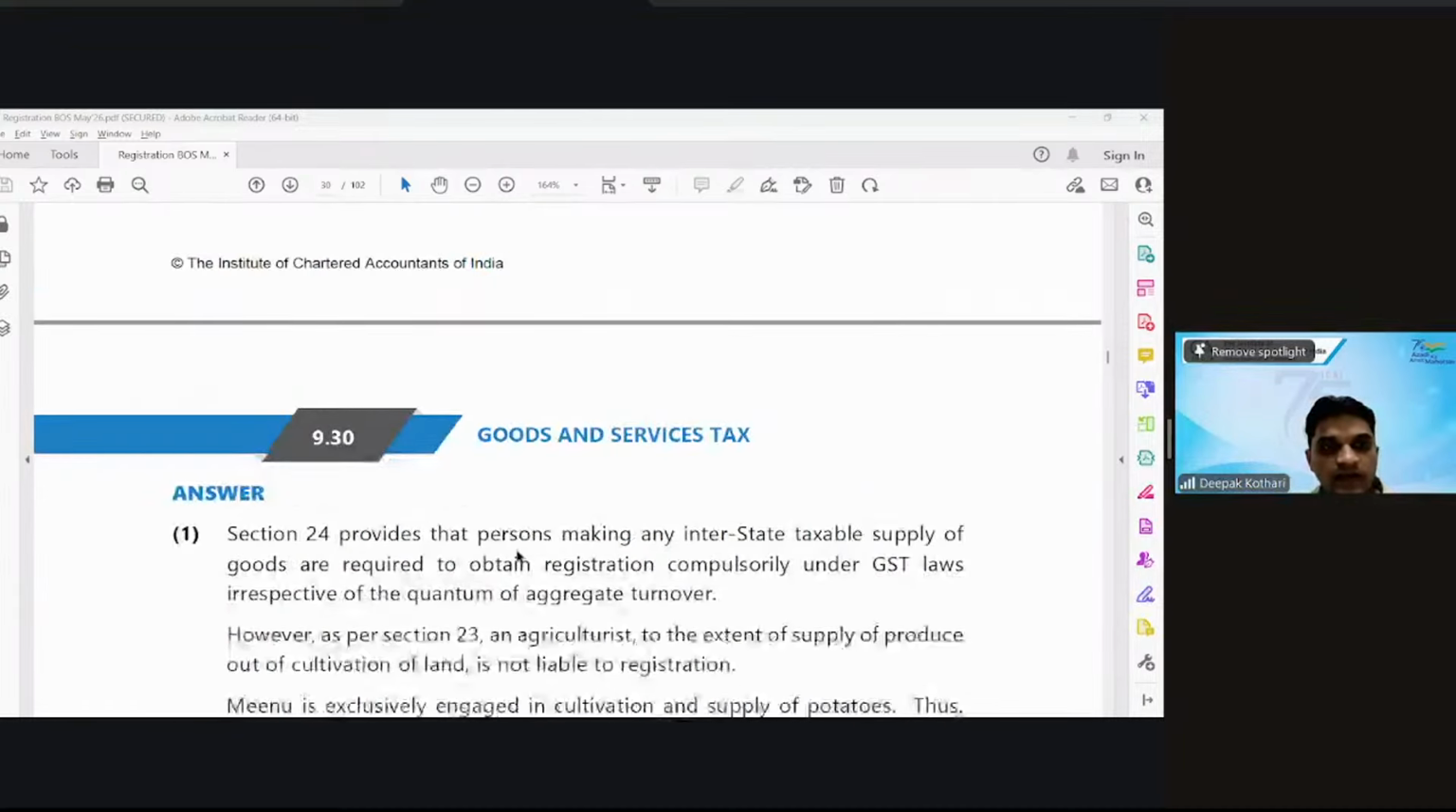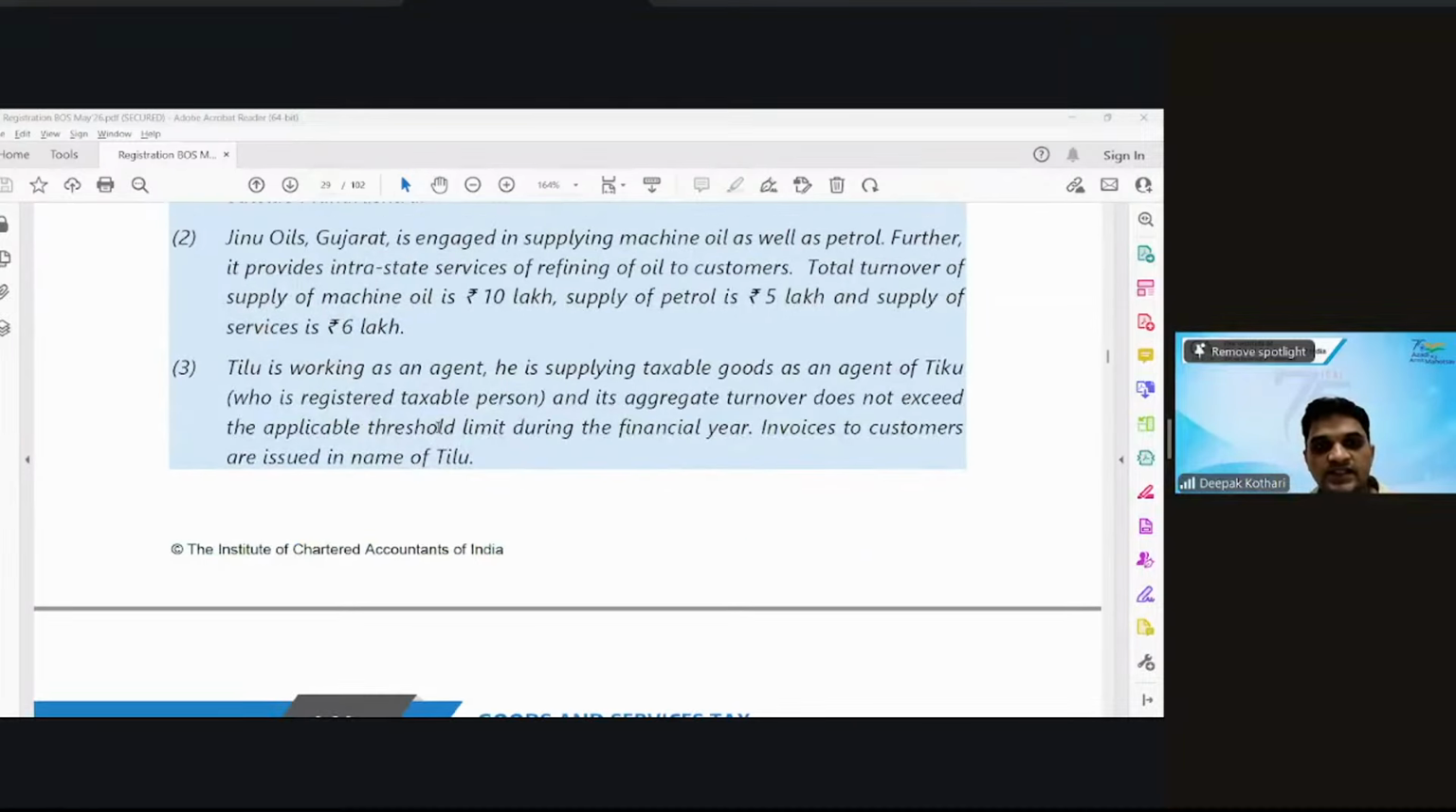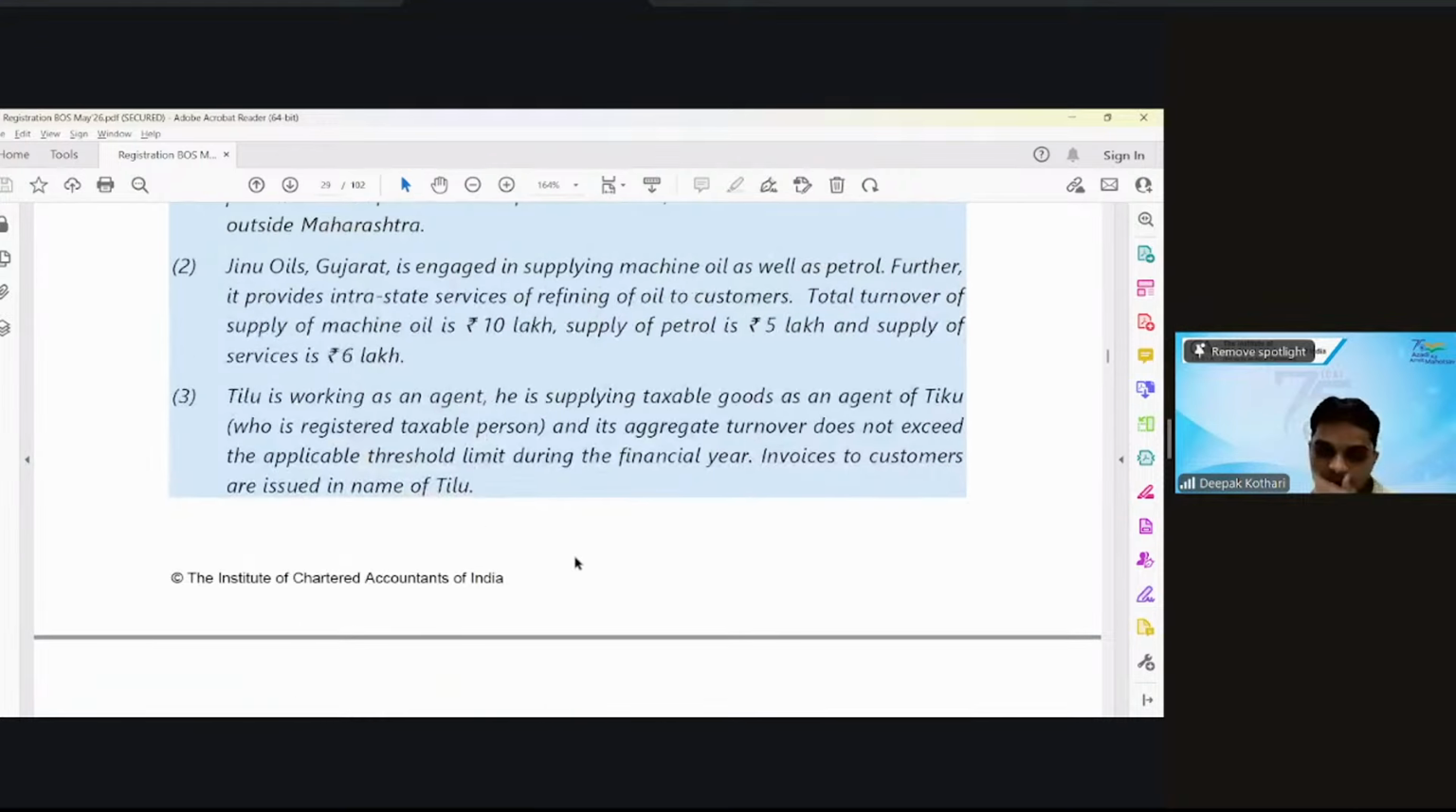Okay. Next, third question. Tilu is working as an agent. Yeah, this is a very good question. He is supplying taxable goods as an agent of Ticu, who is a registered taxable person, and its aggregate turnover does not exceed the applicable threshold limit during the financial year. Invoices to customers are issued in the name of TILU. That is, the agent only issues the invoice. So is he liable for registration here or not?